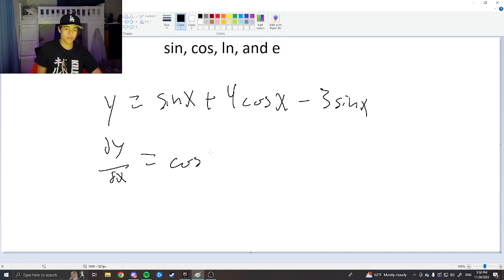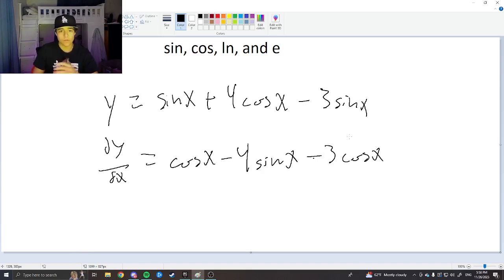You get cos x minus 4 sine x, because it flips. Because it's plus cos, it becomes a minus sine. And then minus 3 cos x. Well, that's pretty much it for sine and cosine. They just flip. It's pretty brief.